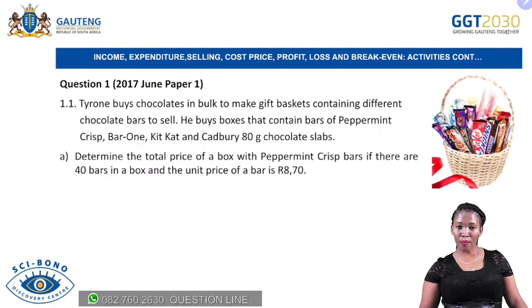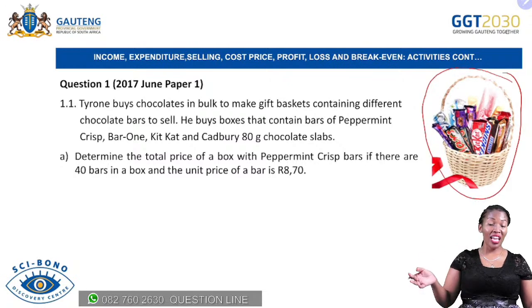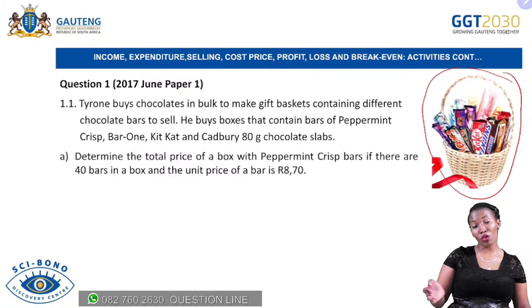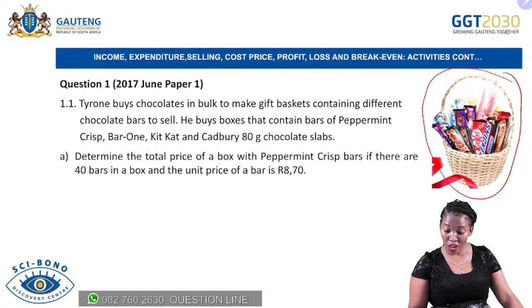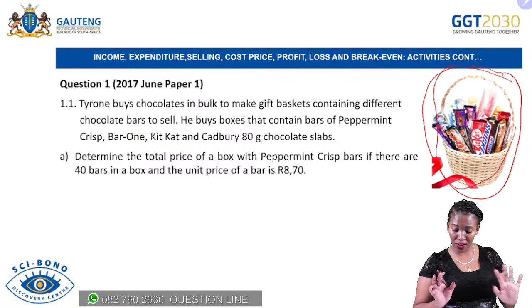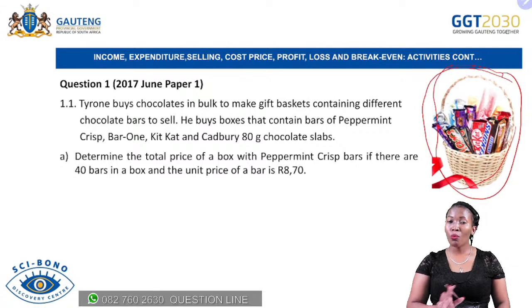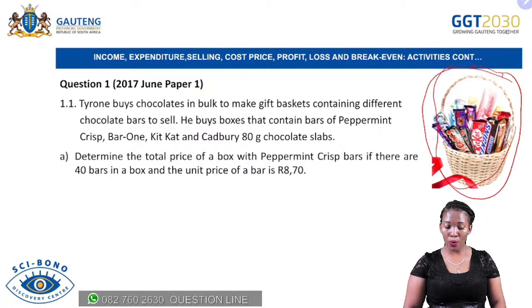Guys, when you talk about a gift basket, this is what we are talking about. You would normally buy this for somebody that is sick, if you want to wish them well, or on Valentine's Day, if you want to spoil your girlfriend or your boyfriend, you can order this from Tyrone. So it's a mixture of all the different types of chocolates. That is the only information that we have. From here on, we can just go straight into our questions.